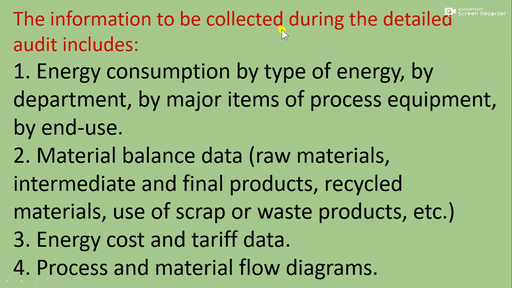So in this audit, we will see the information which is collected. Energy consumption as per the department for the different processes, for the different equipment is measured. Then balance sheet of the material, be it raw material, waste, or scrap, is prepared. Then energy cost and tariff data is obtained, means energy bill. Then process and material flow diagram, means how the material is passing from one location to another location, using diagram.